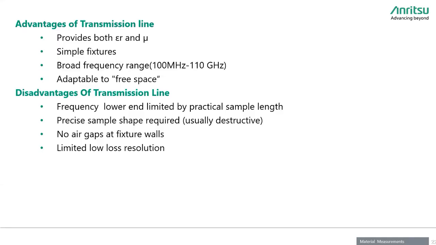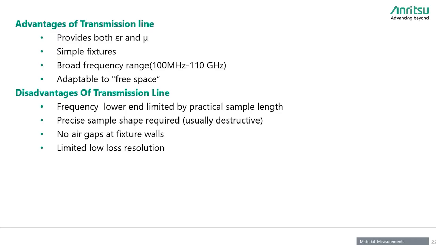Okay, now what are the disadvantages related to the transmission line? The main disadvantage is that the lower end of the frequency is limited by the practical sample length. That means if the sample length is narrow, then I can't go to a much lower frequency range. There is a limitation on that. Apart from that, a precise sample shape is required. Again, it's destructive. That means if I want to do material measurement using a transmission line, I have to alter the dimensions of the sample according to the fixture size and dimensions. Then only will I be able to do it. So it's destructive in nature.